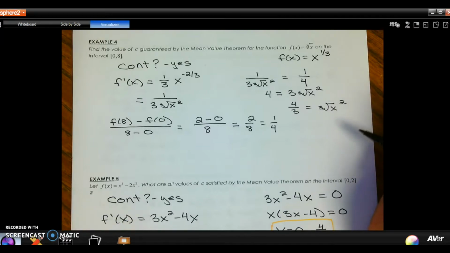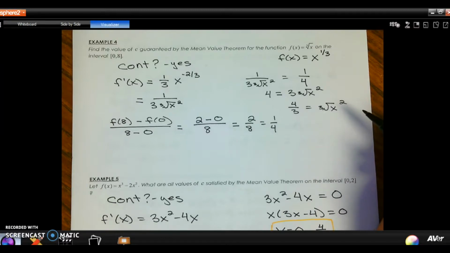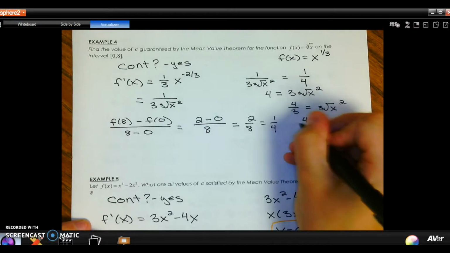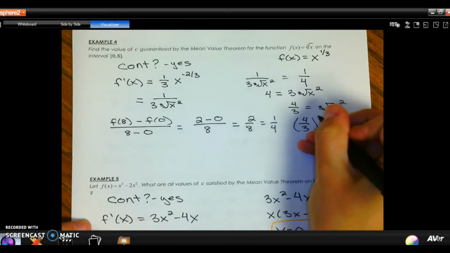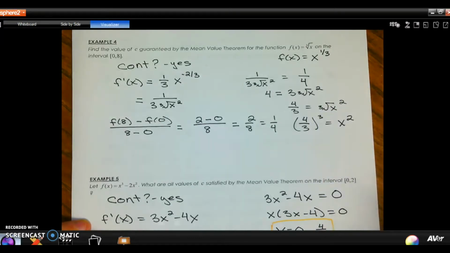Some of you may choose to rewrite this in a rational exponent and then raise both sides to that form. I would probably just cube both sides first. So I'm going to take this whole thing and cube it, and that's going to equal x squared.